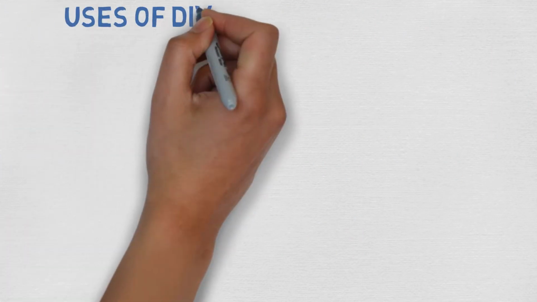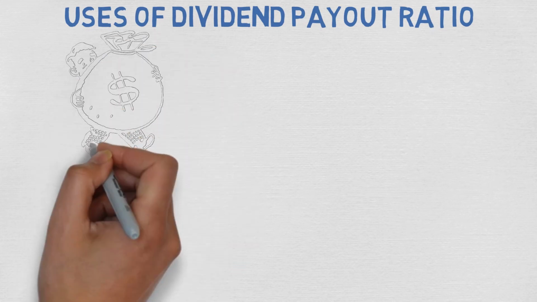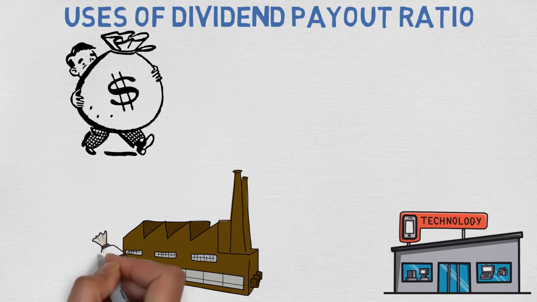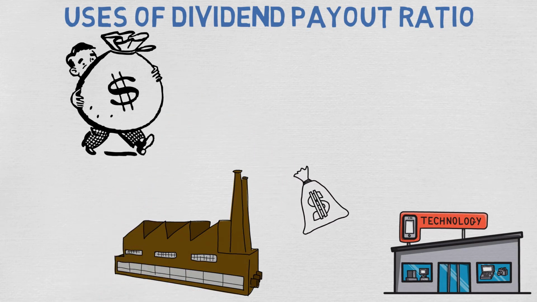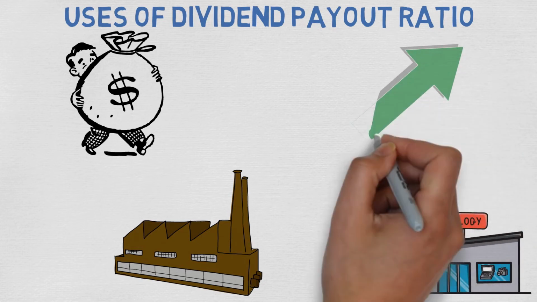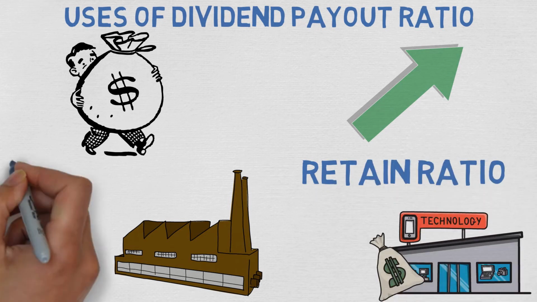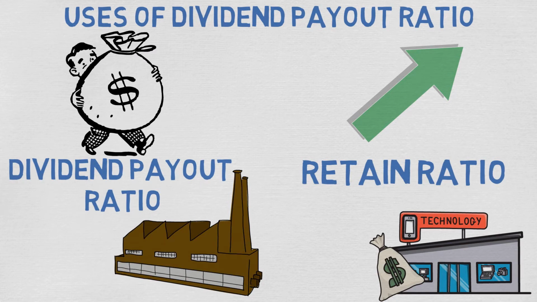So, what are the uses of dividend payout ratio? Well, it tells us how much income you can expect from the company. While some companies pay out all their earnings to shareholders, other companies retain all the earnings to pay off debt, to invest, or for some other reasons. If you are looking for growth investing, you are more interested in the retention ratio. If you want to receive a steady income from your investments, you are more interested in the dividend payout ratio.